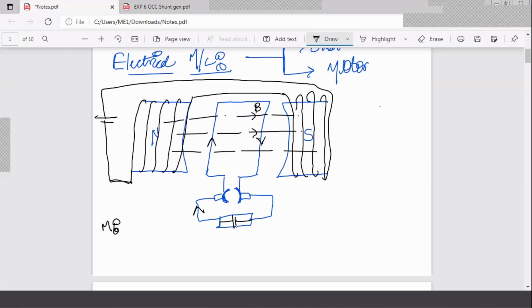Okay. Now this is the current which we are providing, and this is the field excitation, which is basically creating the flux in the machine. What happens whenever there is a current carrying conductor which is placed in a magnetic field? What will happen?